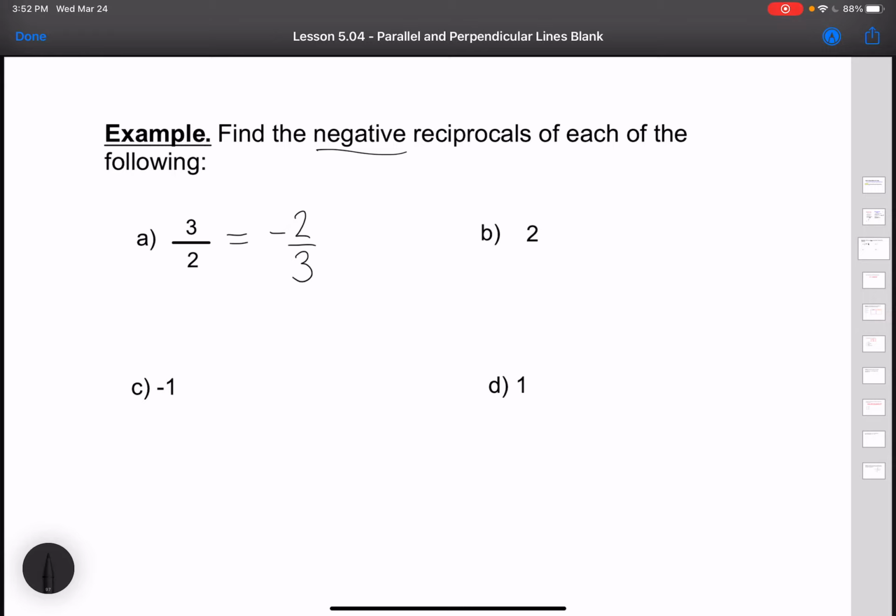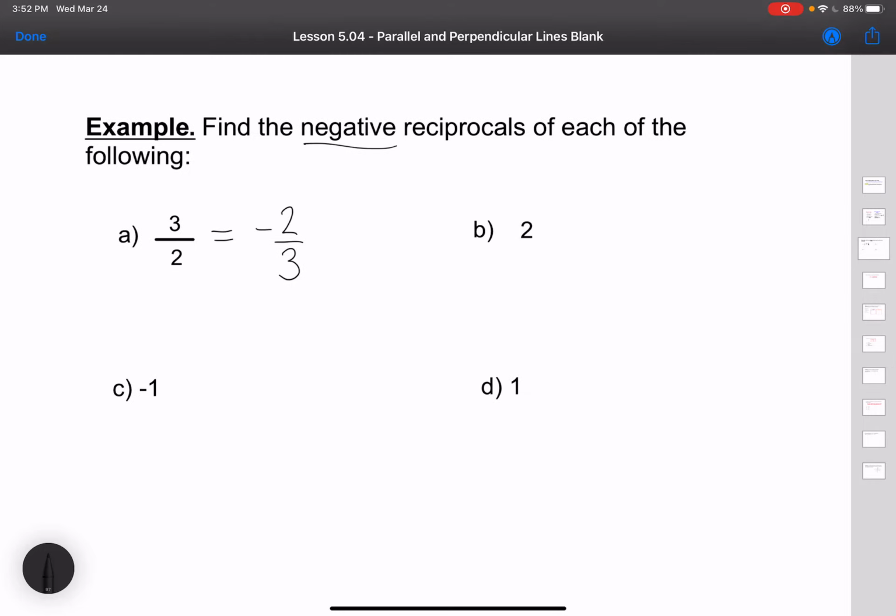All right, what if we have a number that's not a fraction, like 2? Well, we could still think of it like a fraction, write it as 2/1. If you take the reciprocal of 2/1, that becomes 1/2, and then just stick the negative out in front. So -1/2.